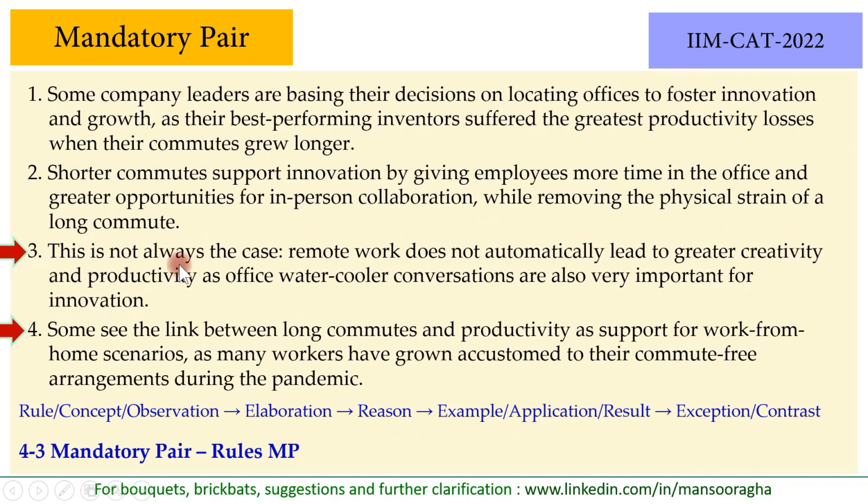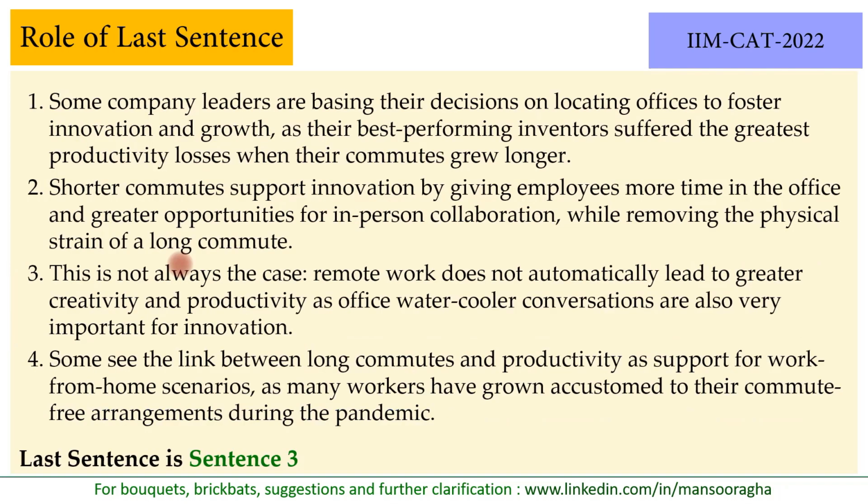Now there's one more thing which has to be observed so that you do not face a problem in later questions. If you look at the role of the last sentence in this particular paragraph, then the last sentence out here is sentence number 3. Sentence number 3 is just providing a contrast to whatever was present in the previous sentence, which is sentence number 4. So the last sentence is not summarizing or concluding here. It is providing a contrast to the second last sentence here, or the sentence just before it.